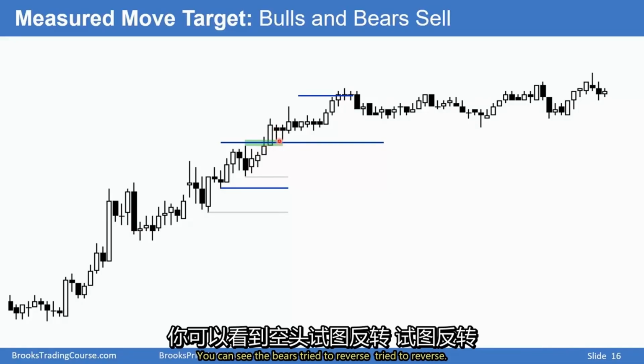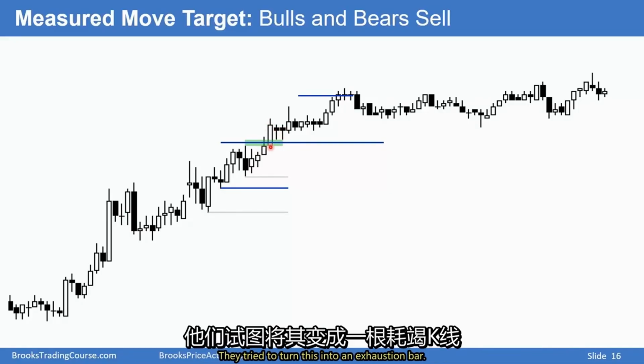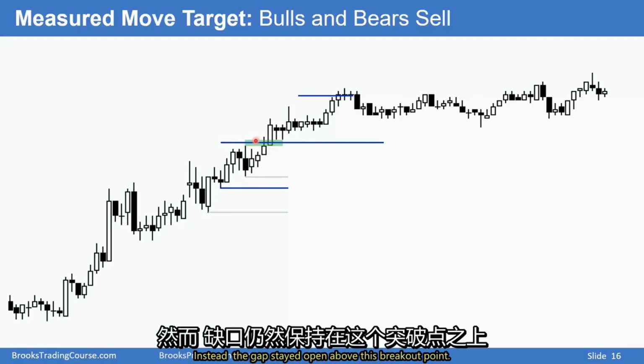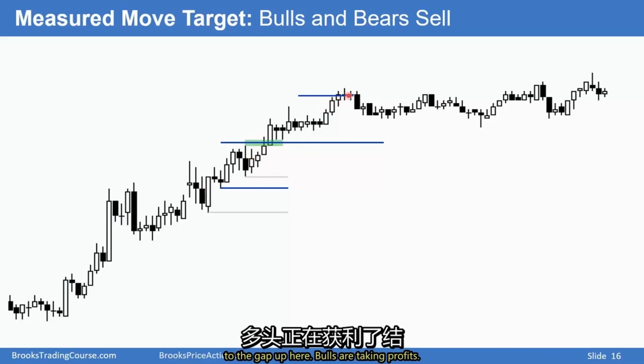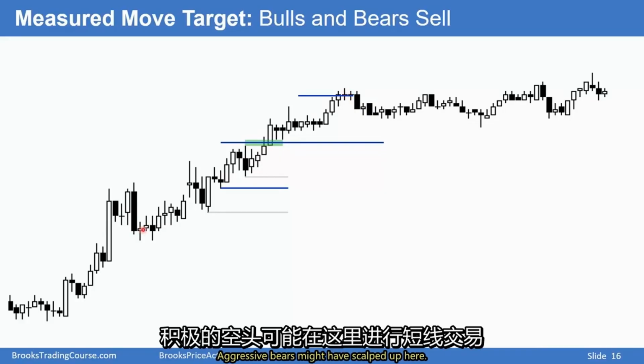You can see the bears tried to reverse. They tried to turn this into an exhaustion bar. Instead, the gap stayed open above this breakout point. This became a measuring gap, and the market stalled at a measured move up from this low to the gap up here. Bulls were taking profits. Aggressive bears might have scalped up here.